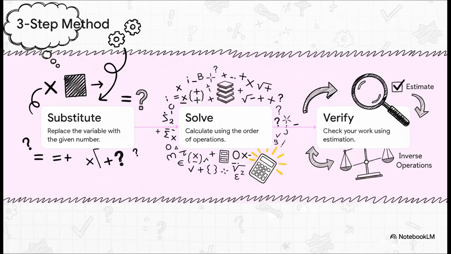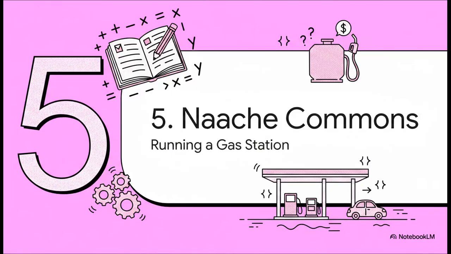Step 1, substitute. When you finally figure out the value of your mystery number, you literally just replace the letter with that given number. Step 2, solve. Do the math carefully, making sure you follow the proper order of operations. And step 3, which, let's be honest, gets skipped way too often, verify. Check your work. Estimate the answer in your head or use inverse operations just to make sure your final number actually makes logical sense.